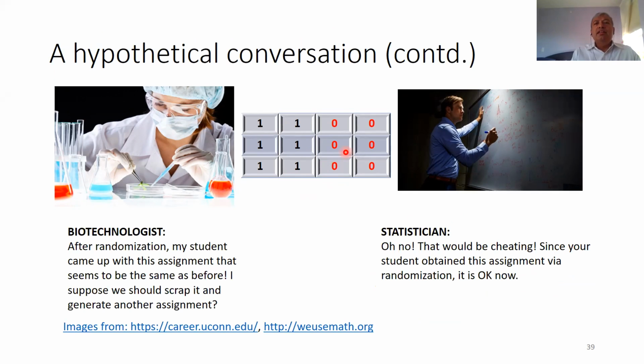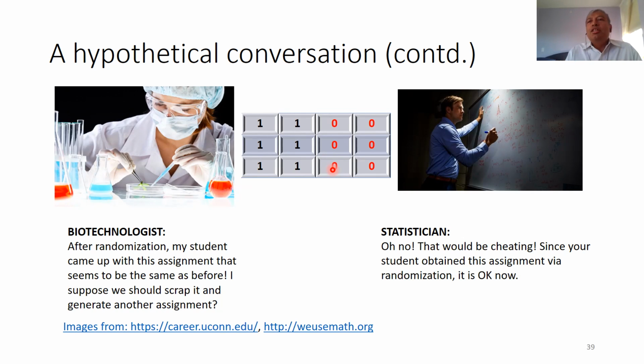And then the scientist comes up with a randomized assignment and says, after randomization, my student came up with this assignment that seems to be exactly the same as before, right? So I suppose we should scrap it. But then the statistician says, oh no, that would be cheating, right? Because it is obtained by randomization, it is okay now.